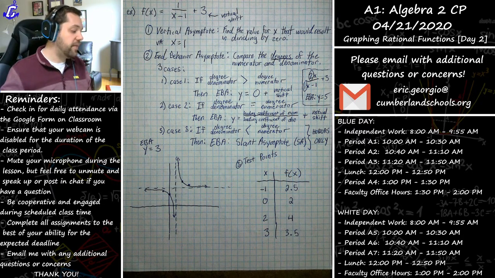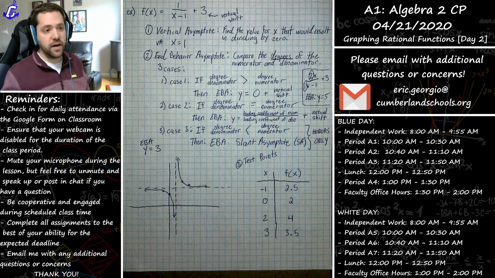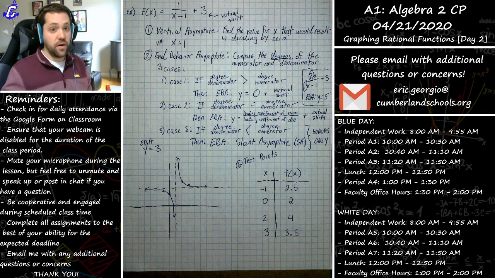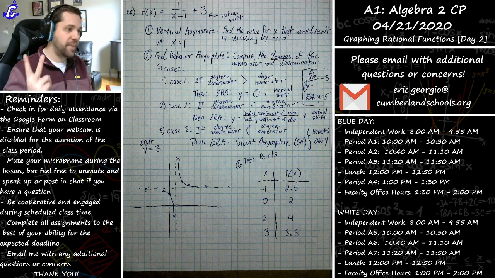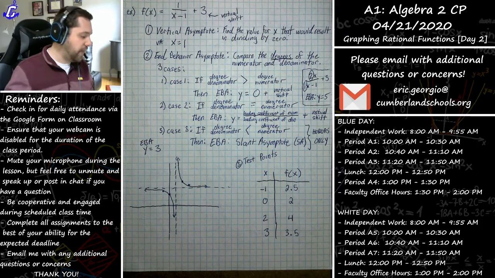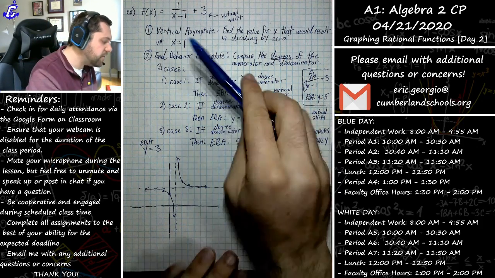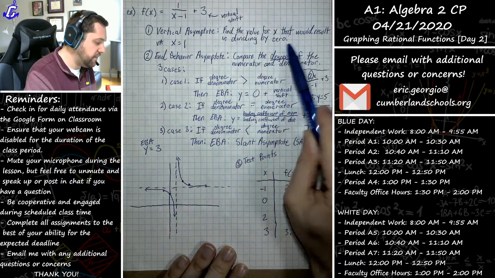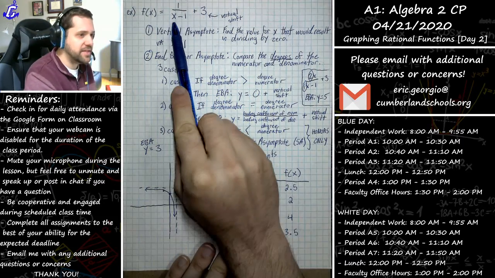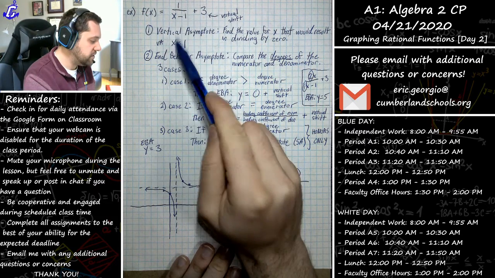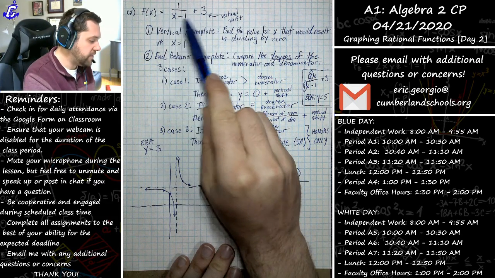Now, the way that that's done is the first thing that I'd like to do is try to identify my asymptotes. There is a vertical asymptote and an end behavior asymptote for every rational function. How do we actually find these? Well, first of all, to find your vertical asymptote, you want to find the value for x that would result in dividing by 0. So if I look at my little example function like this, the value for x that results in dividing by 0 is just x equals 1, because 1 minus 1 would be 0.